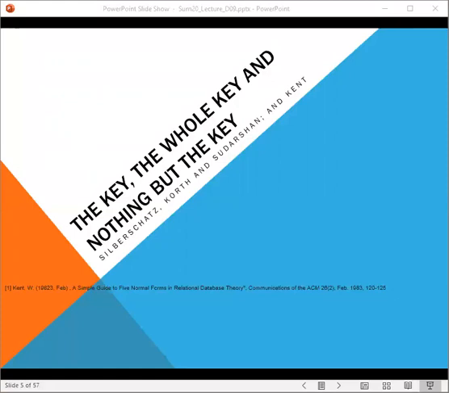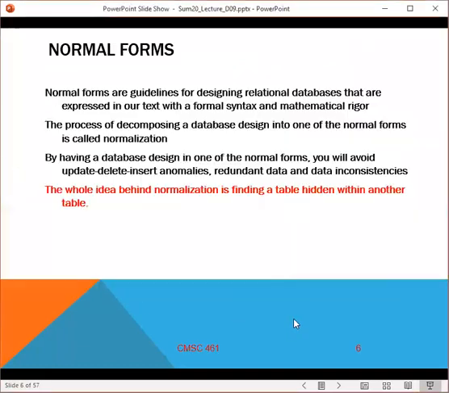The footnote in this slide is the article by Kent, 1982, and it's in the American Computing Machinery Journal, Communications. So, simple guide to the 5 normal forms, and it's on our website.